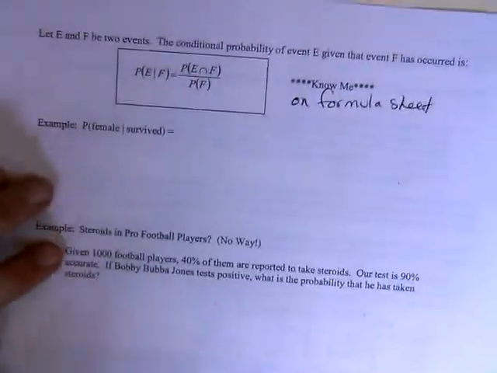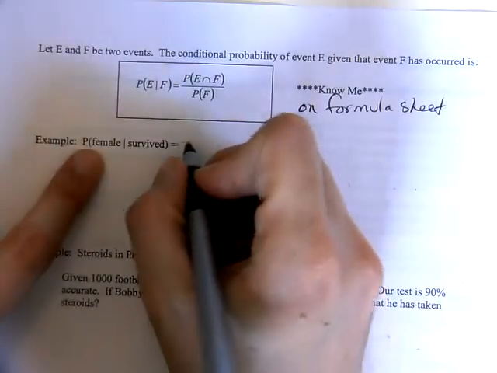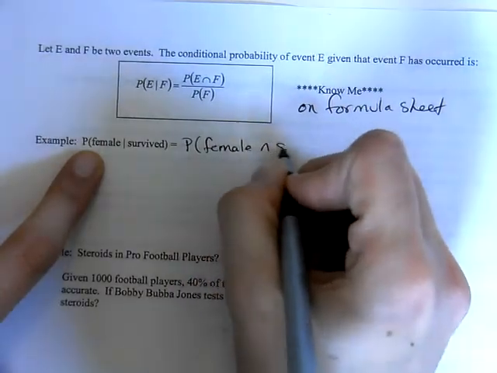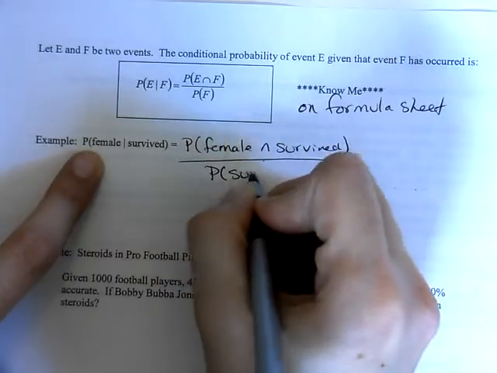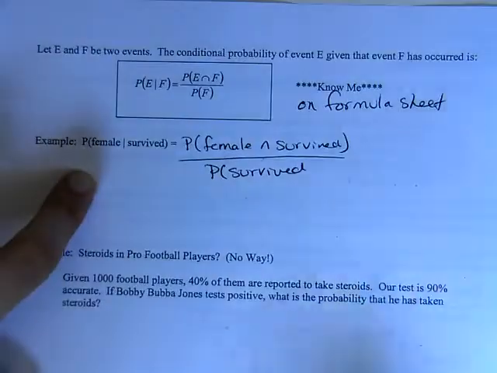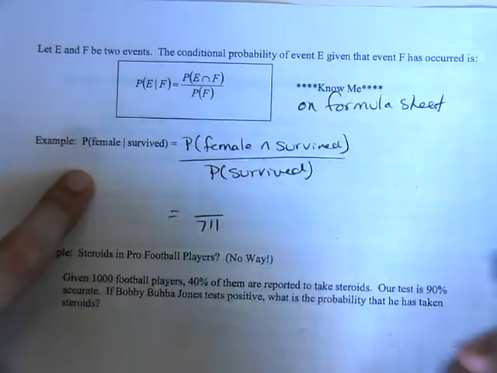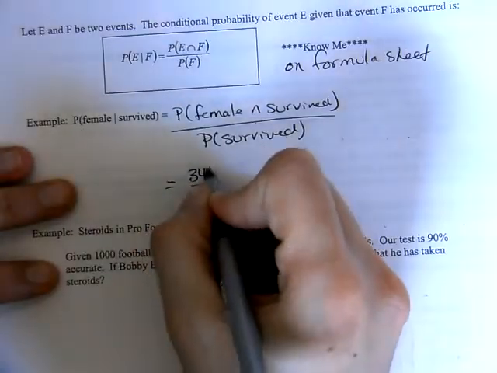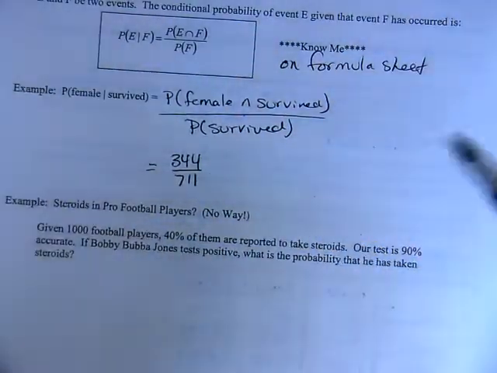So each got to go from there. Again, we sort of did this without knowing it. What's the probability that, given that they survived, that they were female? So again, that they're female and they survived over the probability that they survived. So we knew that there were 711 people that survived. 344 were females and survived. So we did that. I just didn't write it out like that. But that's what I was doing in my head.